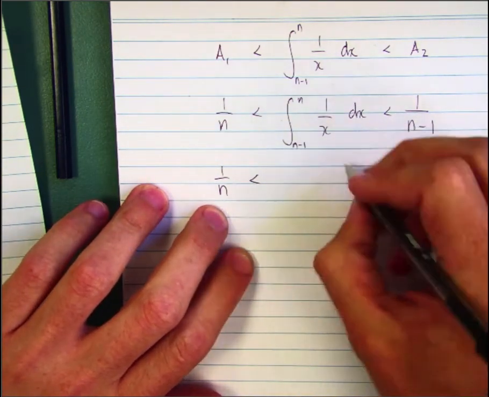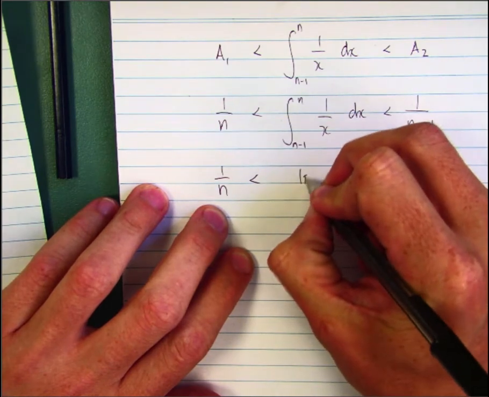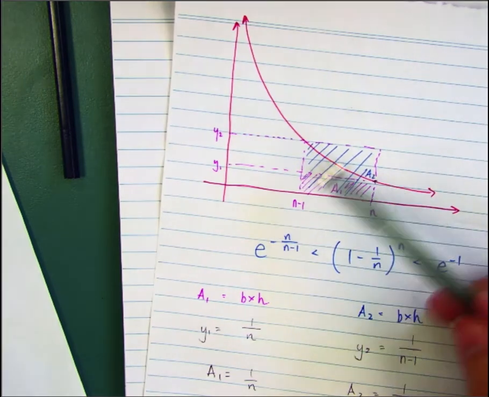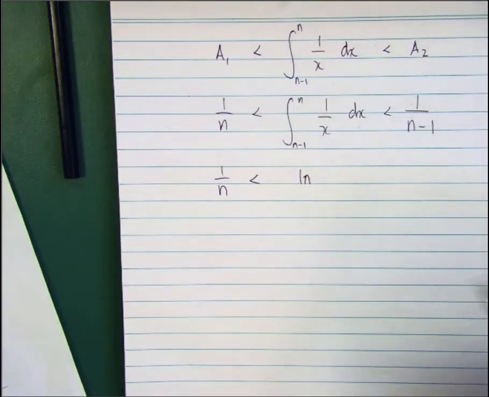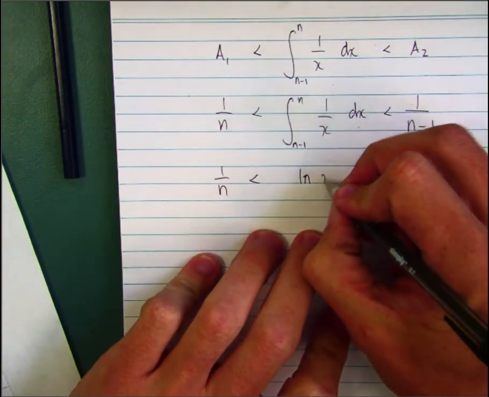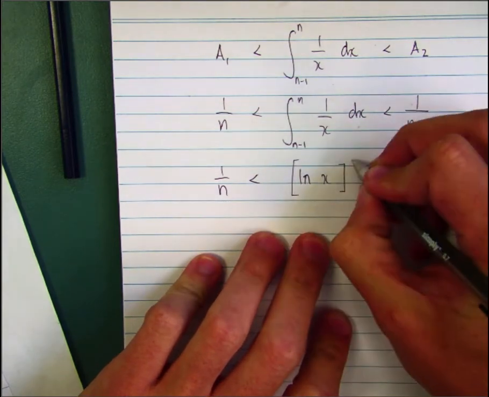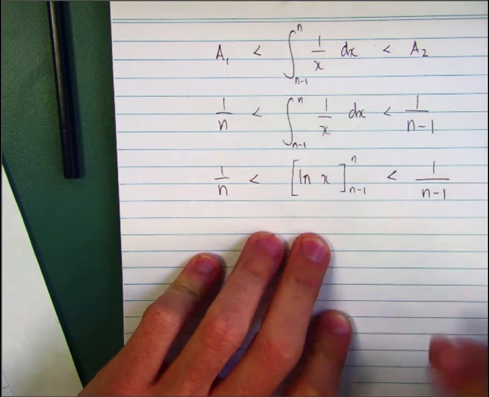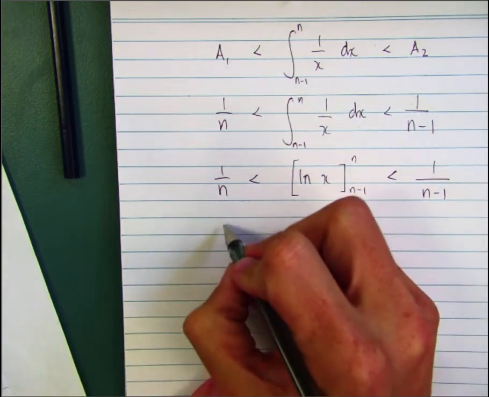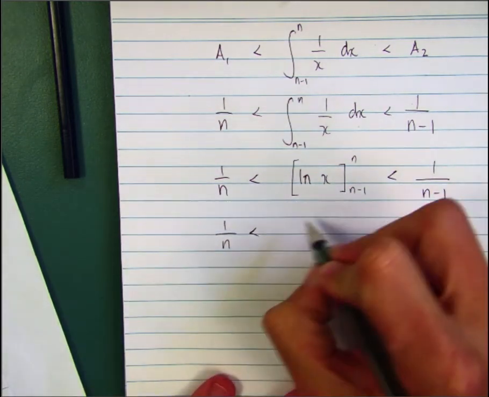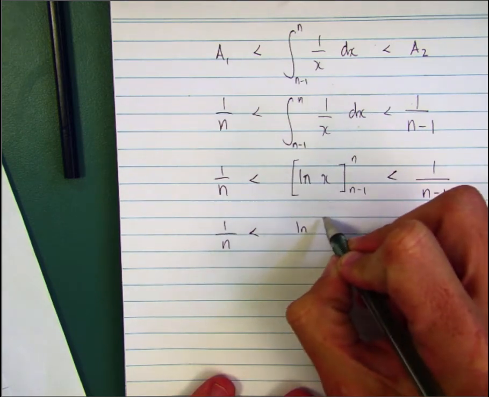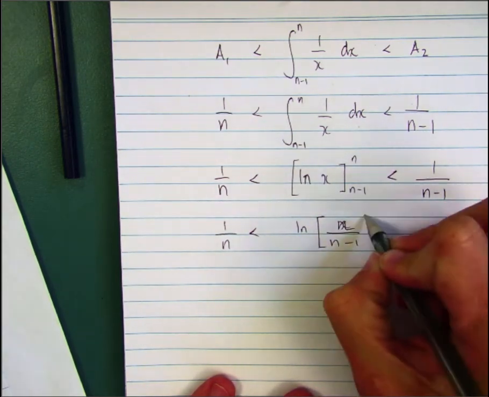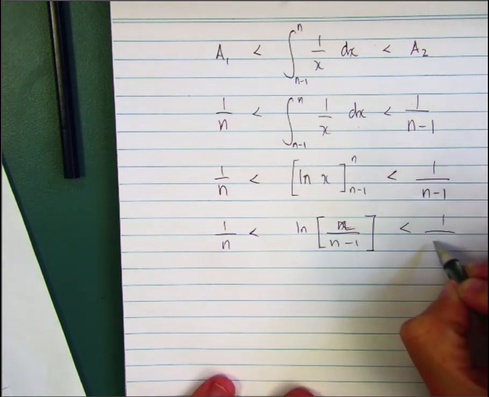That's the log, obviously, of x. We're in the first quadrant here, so we don't have to worry about absolute value or anything like that. We can just say that's the log of x. We're going to evaluate it between n and n minus 1. That's still going to be less than 1 on n minus 1. Now we use our incredible powers of mathematical magic. We end up with the log of n over n minus 1. So 1 on n minus 1.